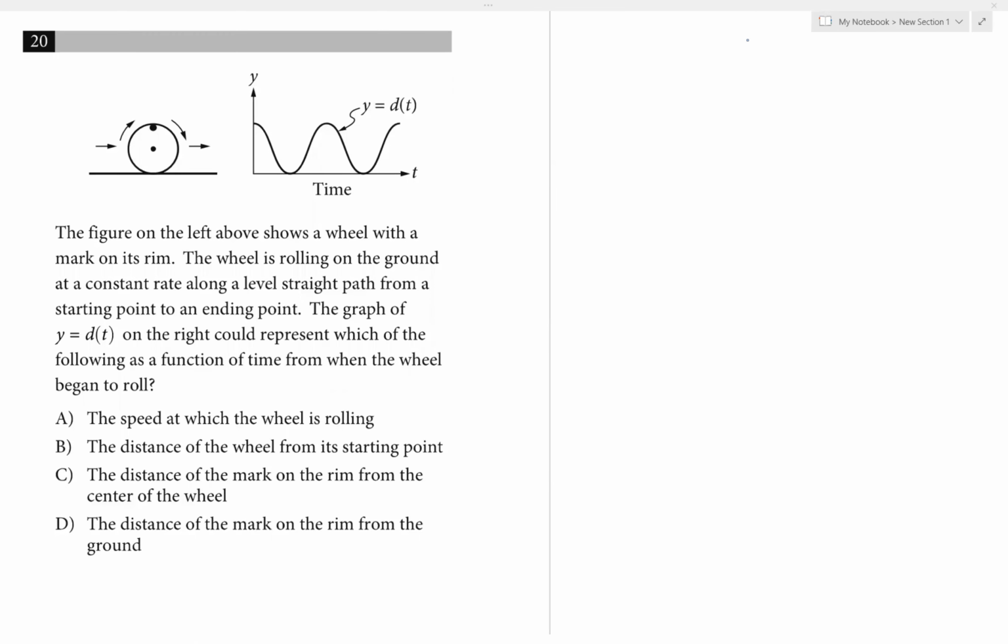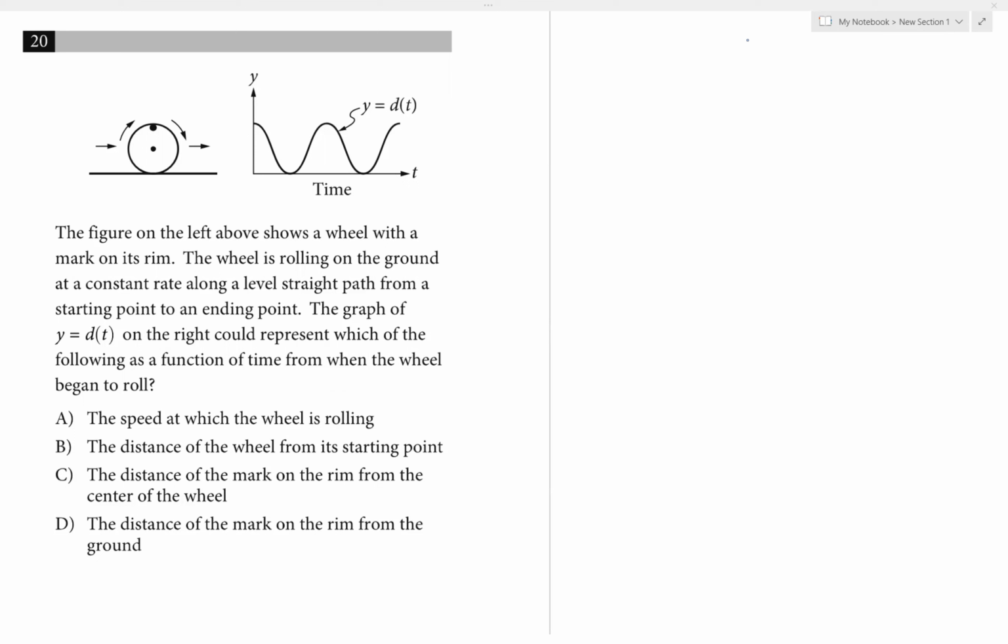All right, question 20. The figure on the left above shows a wheel with a mark on the rim. The wheel is rolled on the ground at a constant rate along a level straight path from a starting point to an ending point. The graph of y equals d of t on the right could represent which of the following as a function of time from when the wheel began to roll.